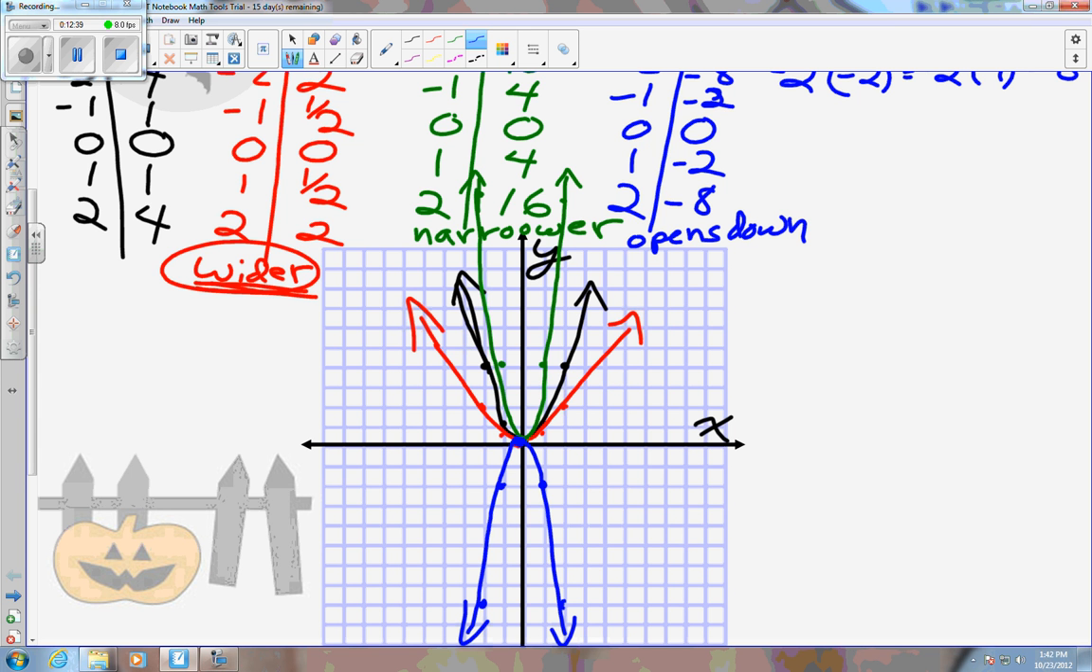Second, you're going to say it's narrower. So you need to say both of those if it's that kind of a change.